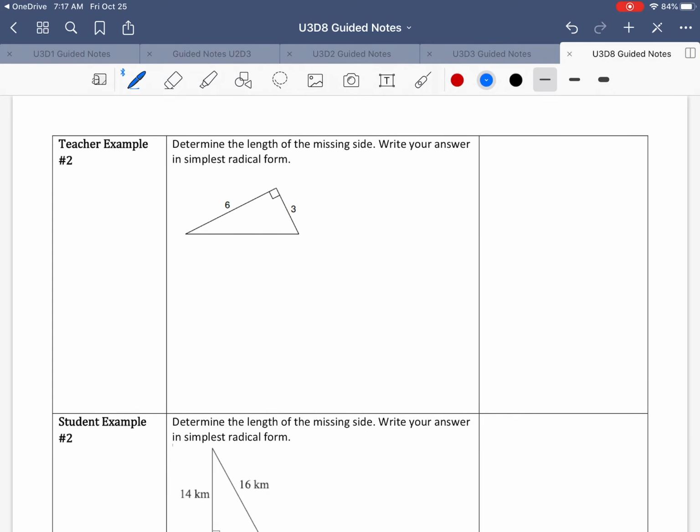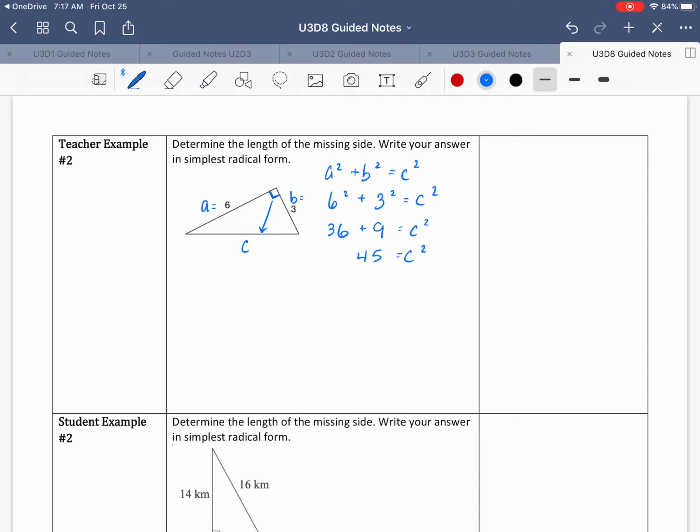All right, our second teacher example is going to be to determine the length of the missing side and write our answer in simplest radical form. So we start out by looking at where is our right angle, and we know that the side opposite the right angle is always going to be C. From there, we can label our A and our B. And we know the Pythagorean theorem states A squared plus B squared equals C squared, where A we can replace with 6, and B we can replace with 3. So 6 squared is 36, 3 squared is 9, which equals C squared. You add those together, you get 45.